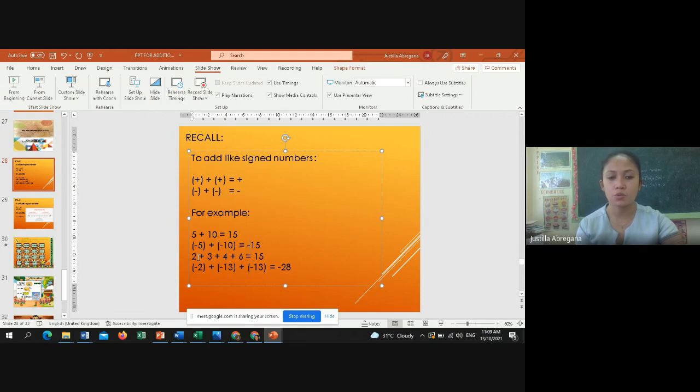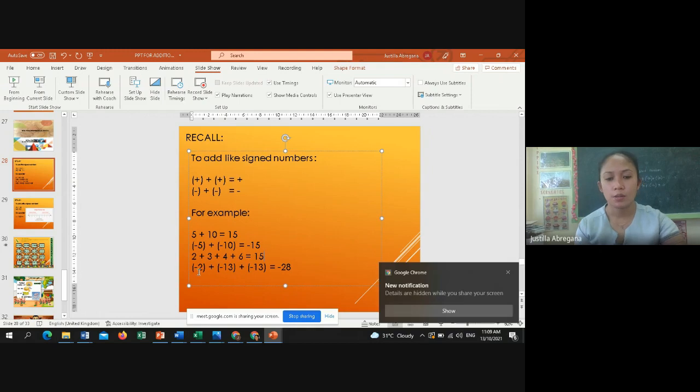Next is 2 plus 3 plus 4 plus 6. So 2 is positive, 3 is positive, 4 is positive, 6 is positive. So they are same signed numbers. So we have here positive 15, because 2 plus 3 equals 5, plus 4 equals 9, plus 6 is equal to 15.